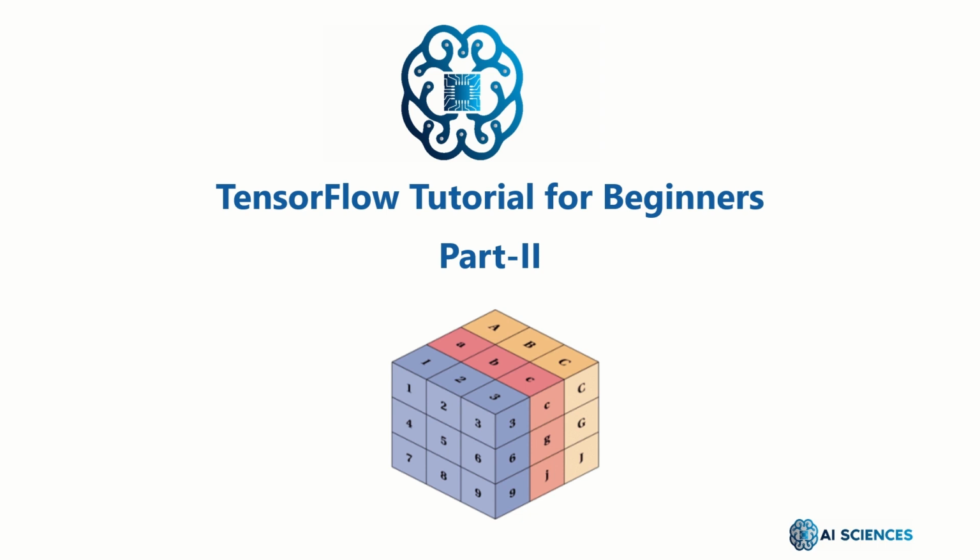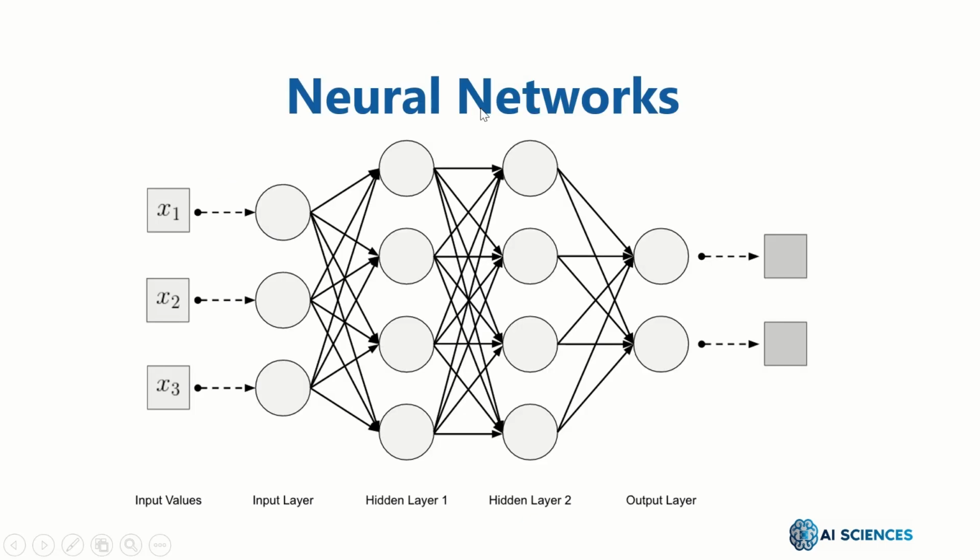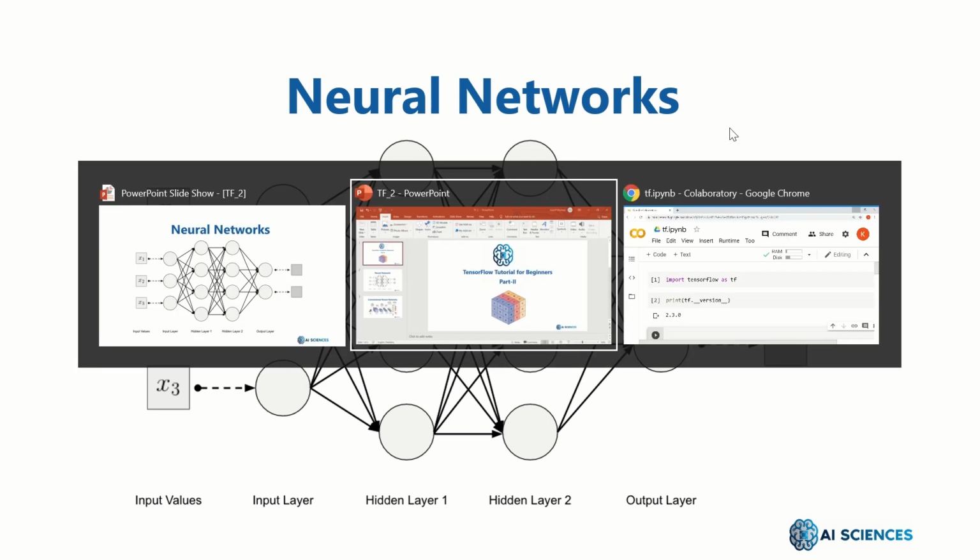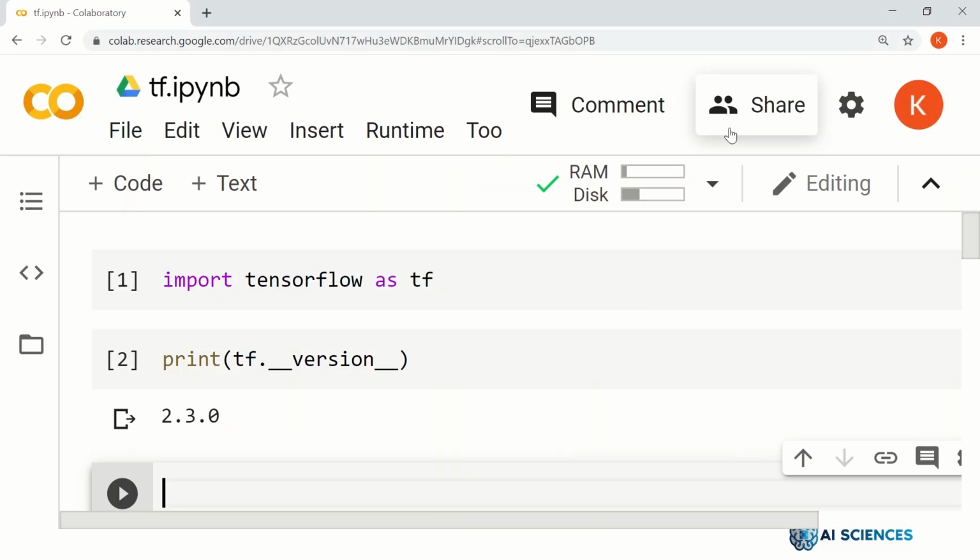In this part, we will be implementing a plain neural network for classification. We will be classifying Fashion MNIST data, which has 10 classes. We will be going through the whole TensorFlow module in this particular video. So let's dive in and see what we can do with TensorFlow.